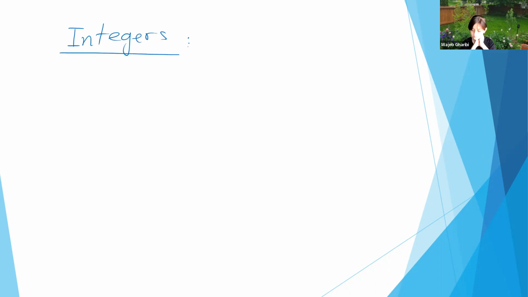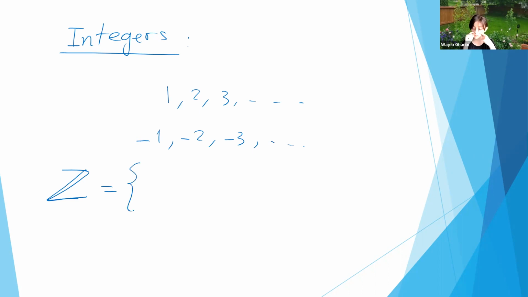And let me remind you about integers. Do you remember integers? Integers are the positive and negative numbers. So positive 1, 2, 3, and the negatives, negative 1, negative 2, negative 3, and so on. We wrote Z as the set of integers, beginning from negative infinity, then negative 2, negative 1, 0, 1, 2, up to infinity. Okay. These are integers.